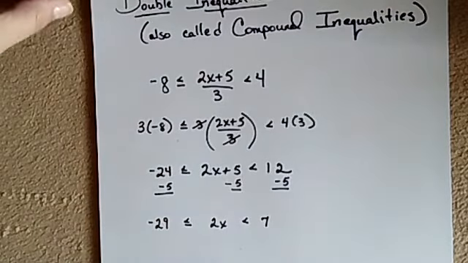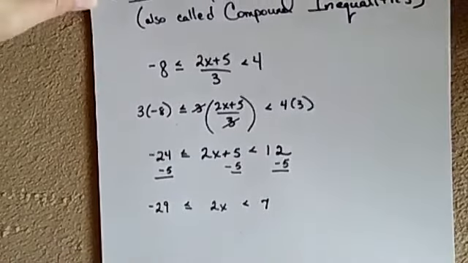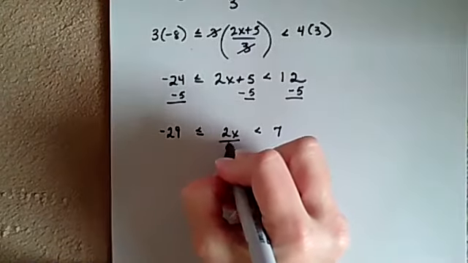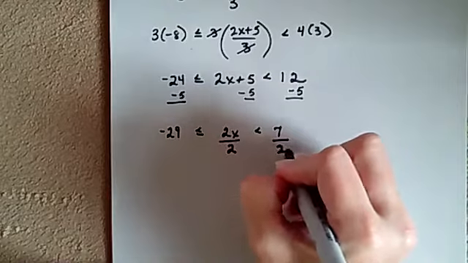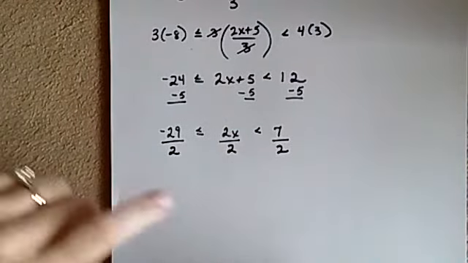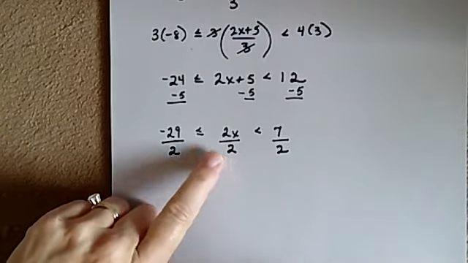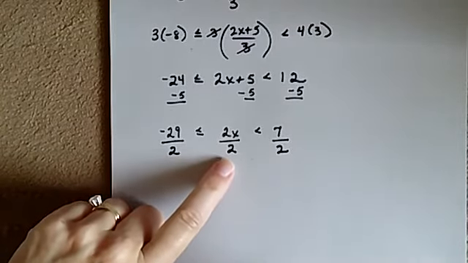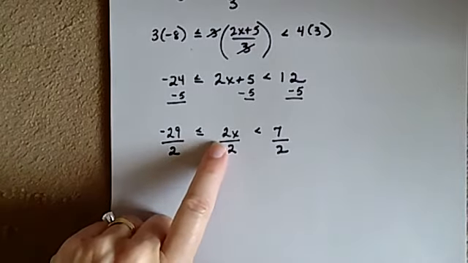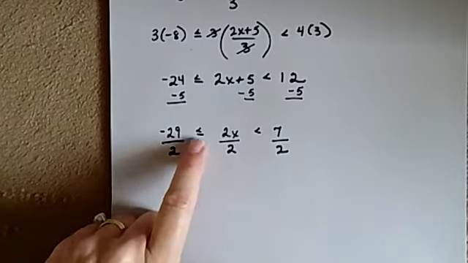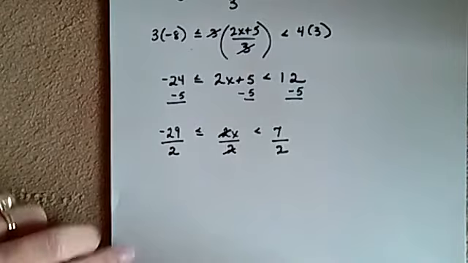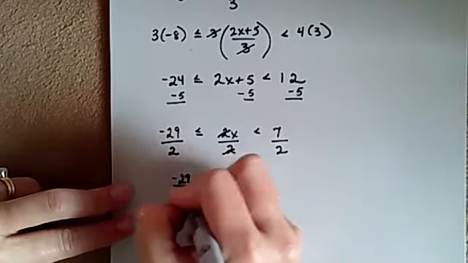Okay, we are almost done. We have 2x and we want x by itself. We can do that simply by dividing by 2, as long as we do it to all 3 sides. Now remember, if you're dividing by a number with an inequality, if it's a positive number, you don't have to worry about changing the direction. If this had been a -2 and you had to divide by a negative, you would have to change the direction of the inequality sign. Well, we don't have to. That leaves us our final answer right here.